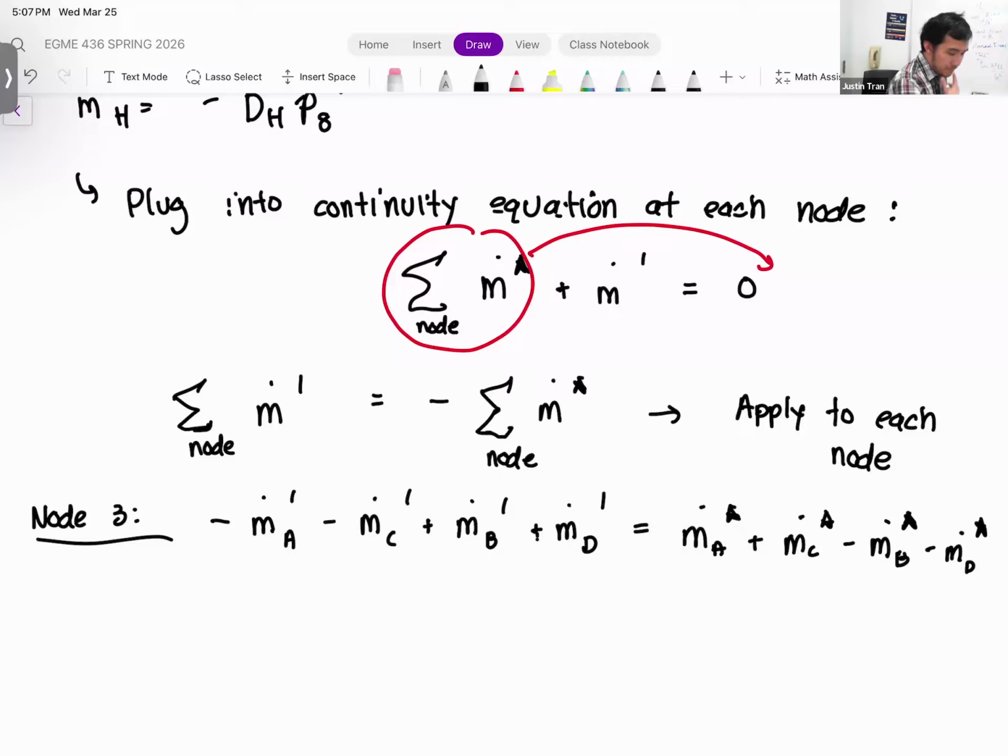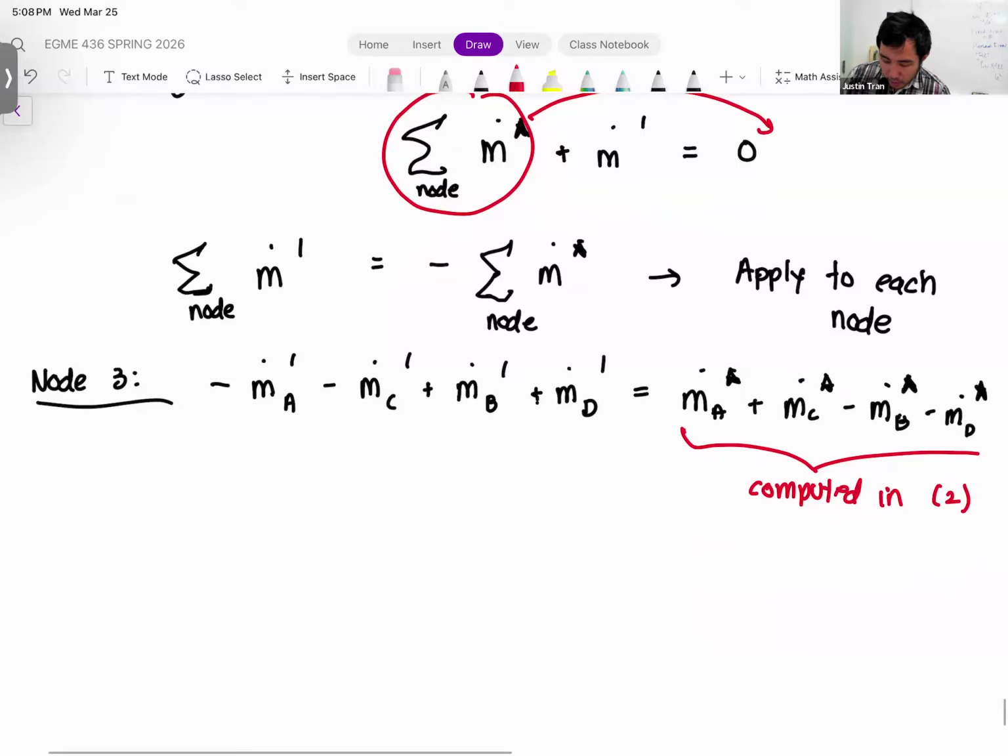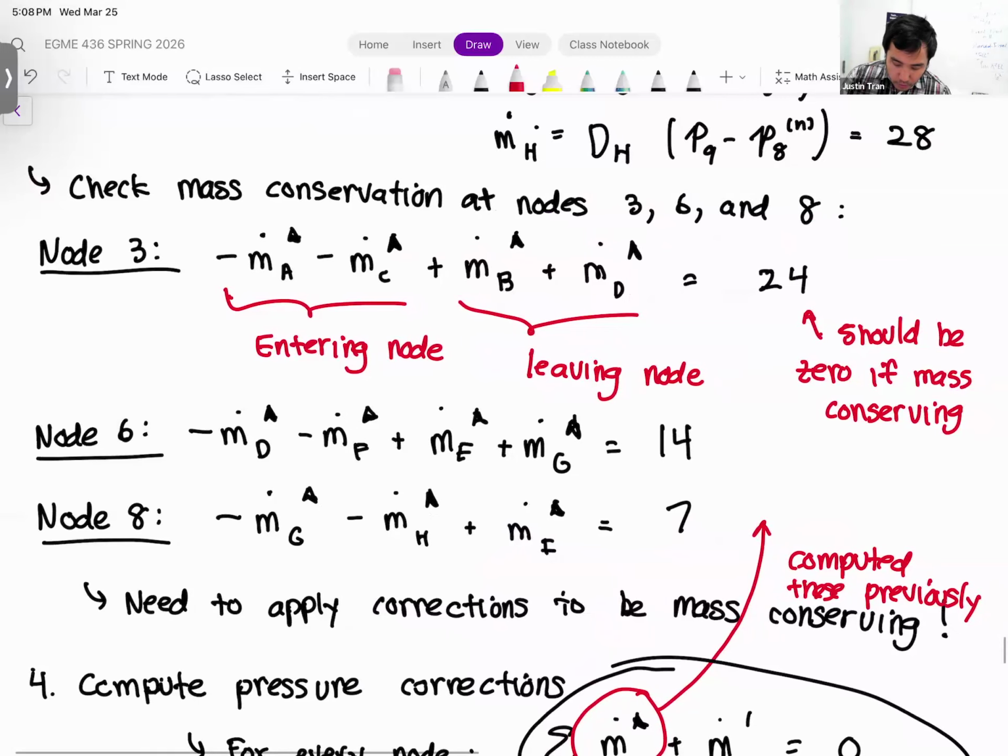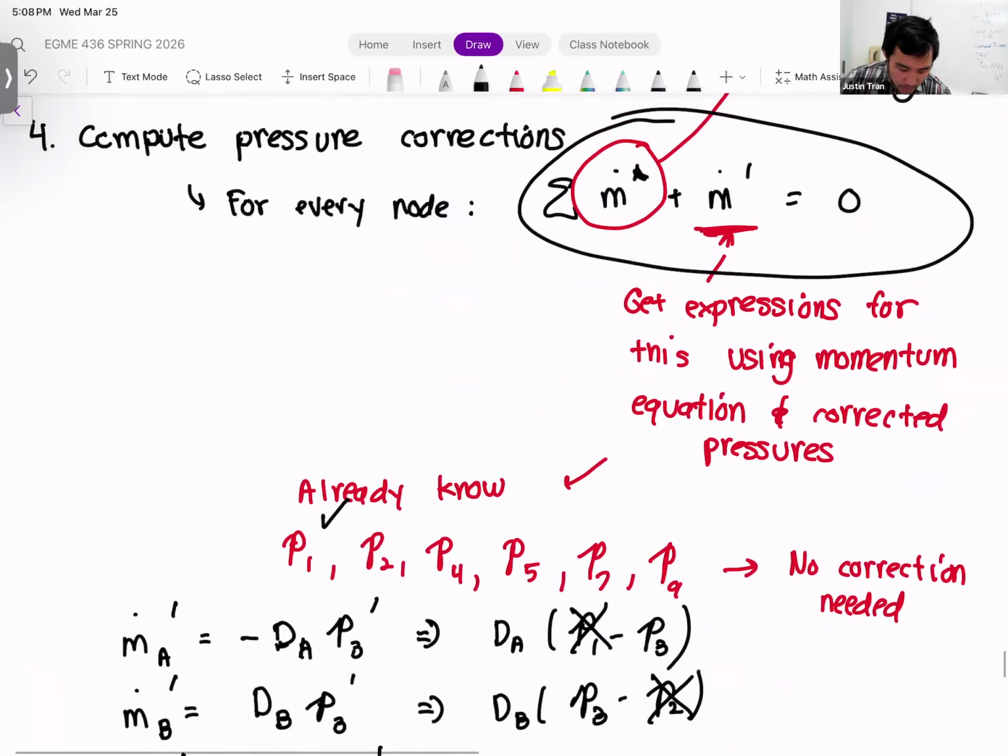Okay. So the right-hand side of this expression, remember, those are our updated velocities. So we computed these in step 2, and we can just go ahead and plug in for those. On the right-hand side here, we basically get the negative of what we got in step 2. For node 3, we got a positive 24, and so on the right-hand side here, this is going to be a minus 24. And then on the left-hand side, we just computed all of these up here in step 4.